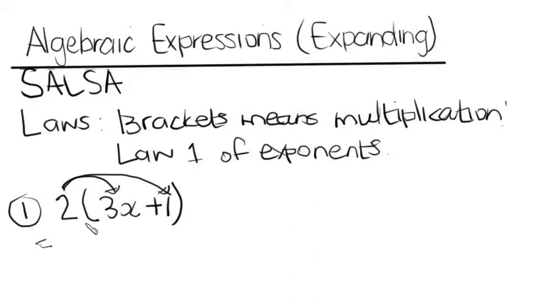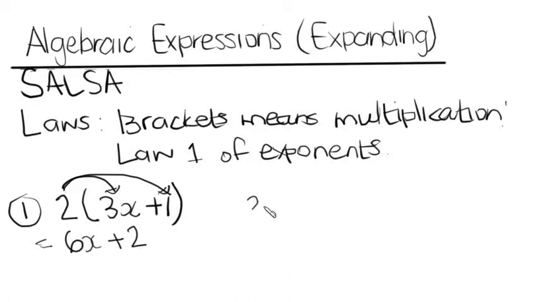So 2 multiplied by 3 gives me 6, and my x over there. Then I need to multiply my 2 with my second term, which is 1. So 2 multiplied by 1 gives me positive 2. Great. So there's nothing I can do further. That is the answer for expanding my algebraic expression.